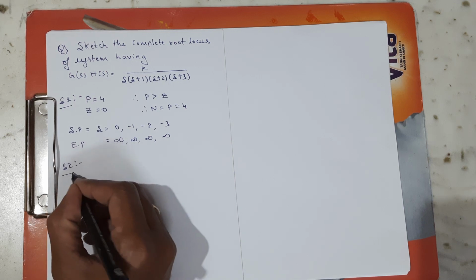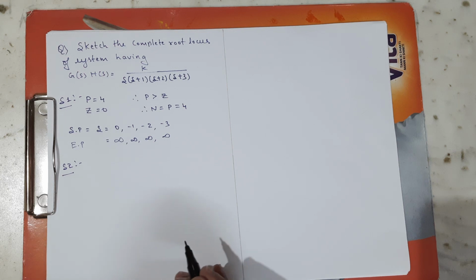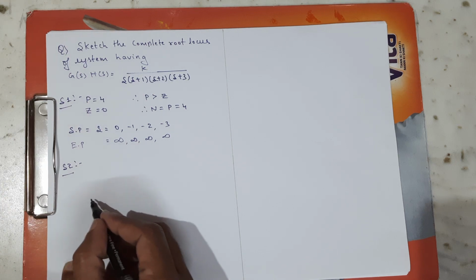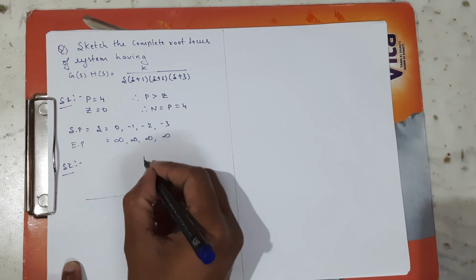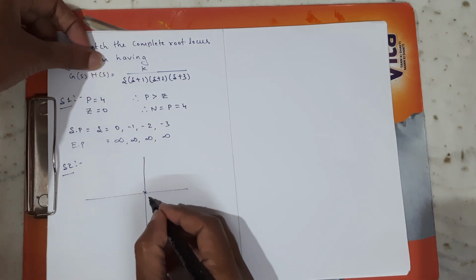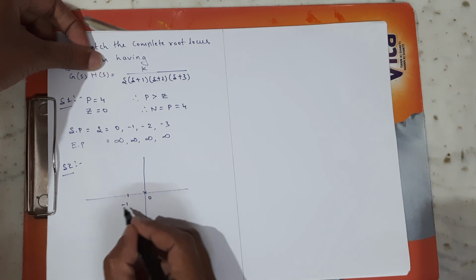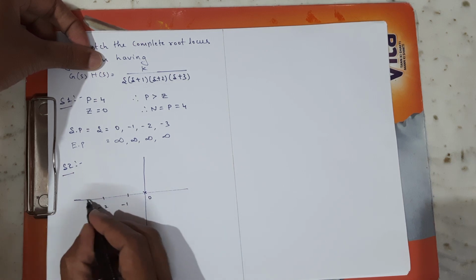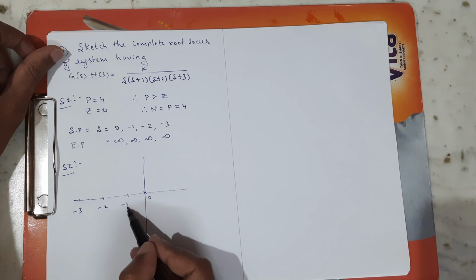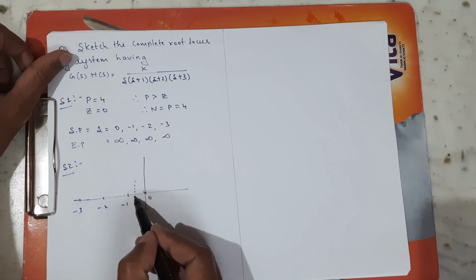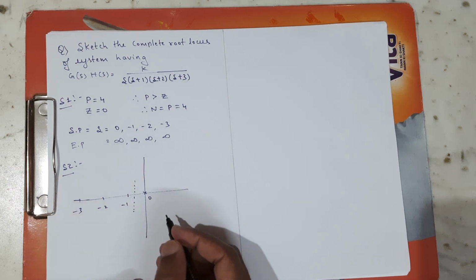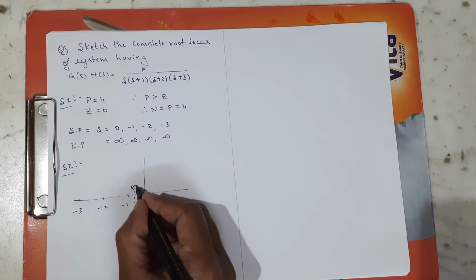Now let us go to step number 2. We are going to draw the pole-zero plot and identify the root locus on the real axis. I am going to draw the s-plane. What are the roots? s is equal to 0, minus 1, minus 2, and minus 3. First, I consider minus 1 and 0. I draw the imaginary axis. How many roots are to the right side? There is only one root to the right side, an odd number. So root locus is possible.